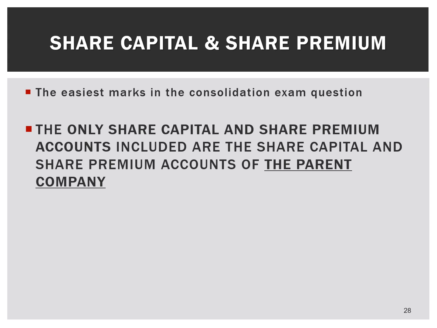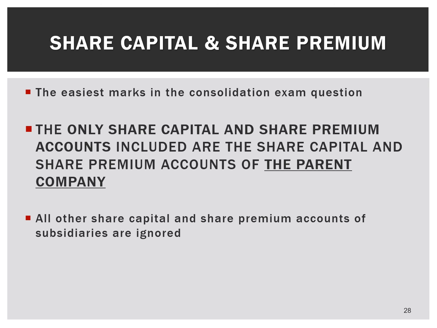The share capital and the share premium, just the figures from the parent company's statement. No other share capital and share premium figures ever appear. All the other share capital and share premium accounts are ignored in the consolidation process. They are effectively cancelled out.